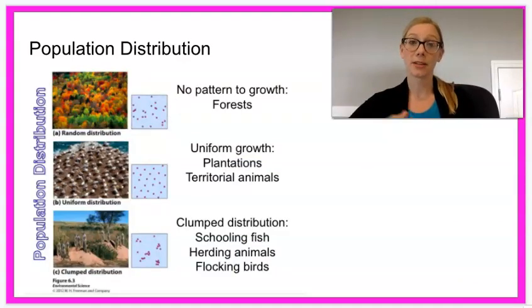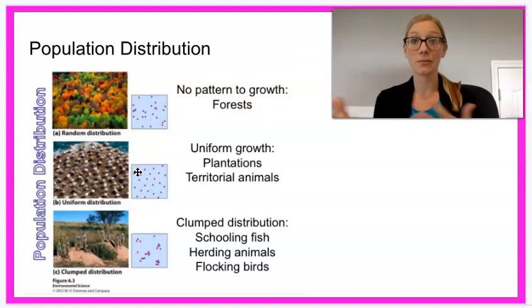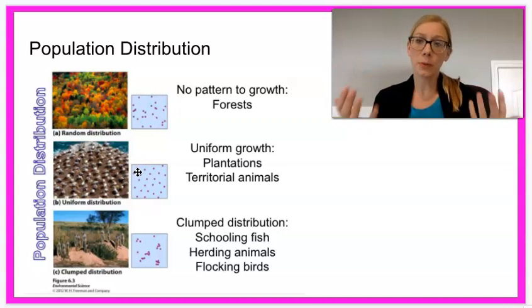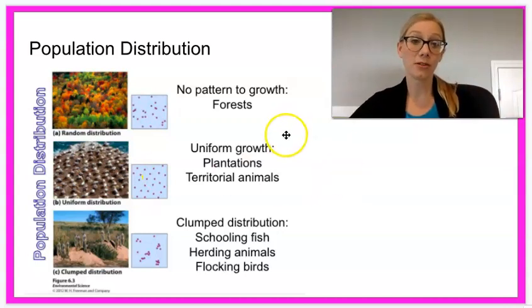We can also talk about the population distribution in certain areas, and we can describe it in 3 patterns. We can say that there's no pattern, they're just kind of random or spread out. Forests tend to be a lot like this. No pattern to the growth. We can have uniform growth.